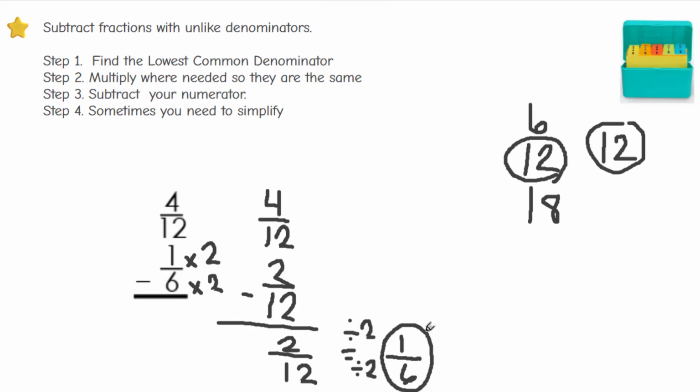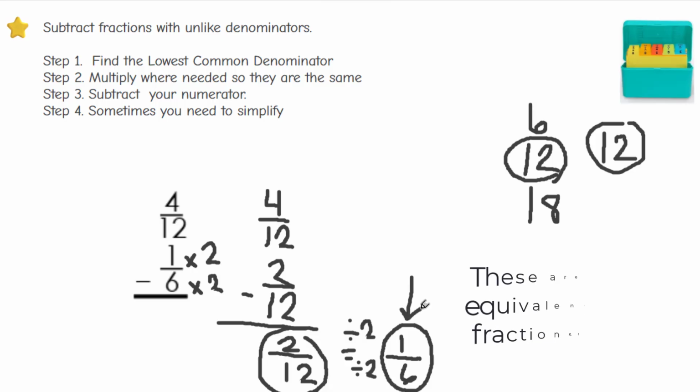If you were to draw a pizza and cut out 1/6 of a piece, it would be the same size as 2 pieces out of 12. It's just working with smaller numbers. That's why we do it. We're not changing the value. We're changing the numbers. We're making them smaller and easier to work with.